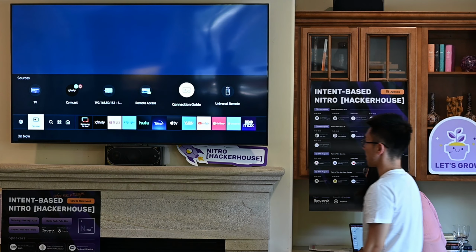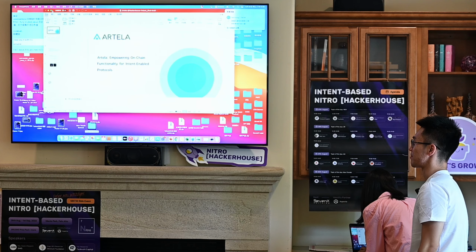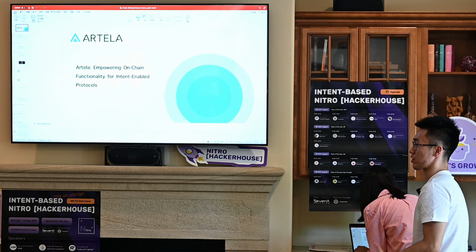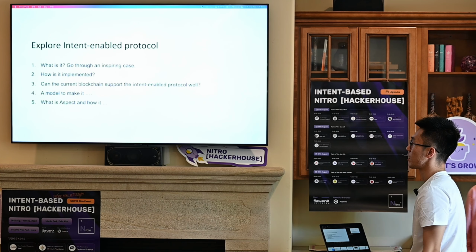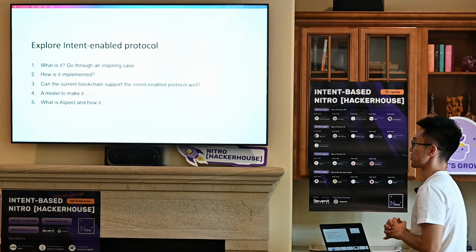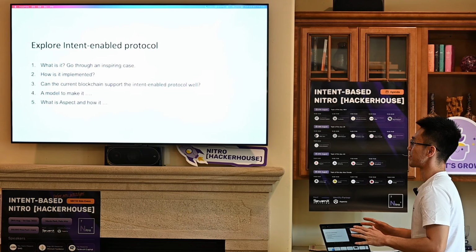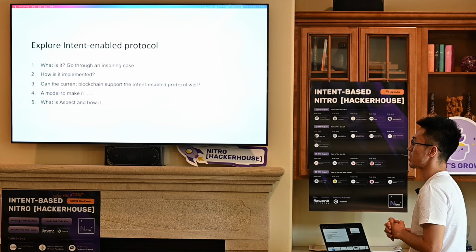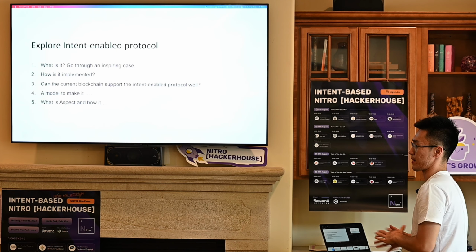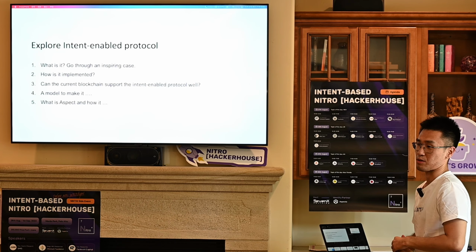Yeah, so I'm going to talk about what an intent-centric protocol is, how to implement it, and whether the current blockchain can enable intent-enabled protocols. We also provide a model to make it happen. As Eric mentioned, we need a universal framework for intent-centric protocols. So I will introduce what Aspect is and what our solution is for a universal framework for intent-enabled protocols.